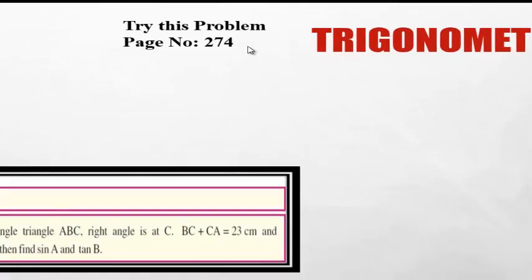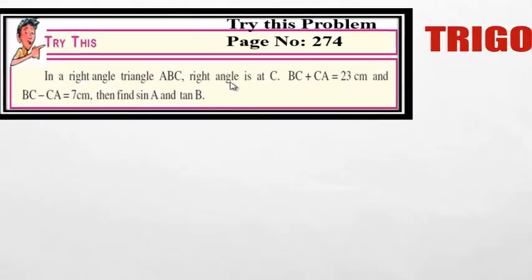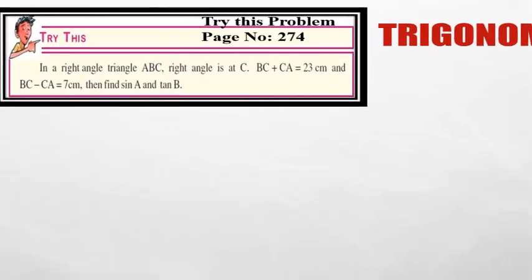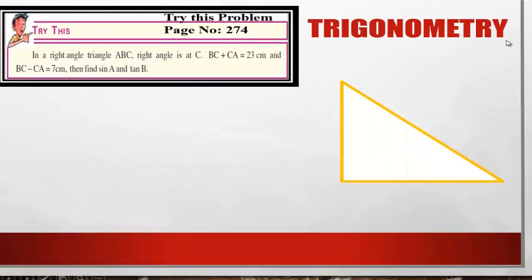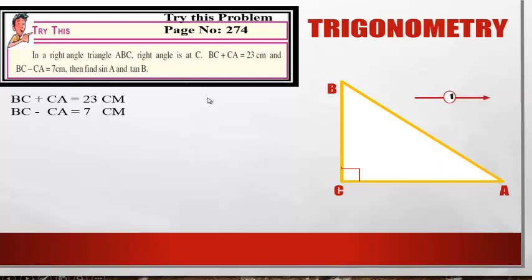Let us see. Try this problem on page number 274. In a right angle triangle ABC, the right angle is at C. Draw a right angle triangle ABC, and this is the right angle. Denote the vertex as C and the remaining vertices as A and B. And also given that BC plus CA is 23 centimeters and BC minus CA is 7 centimeters. Let this be the first equation and this the second equation.